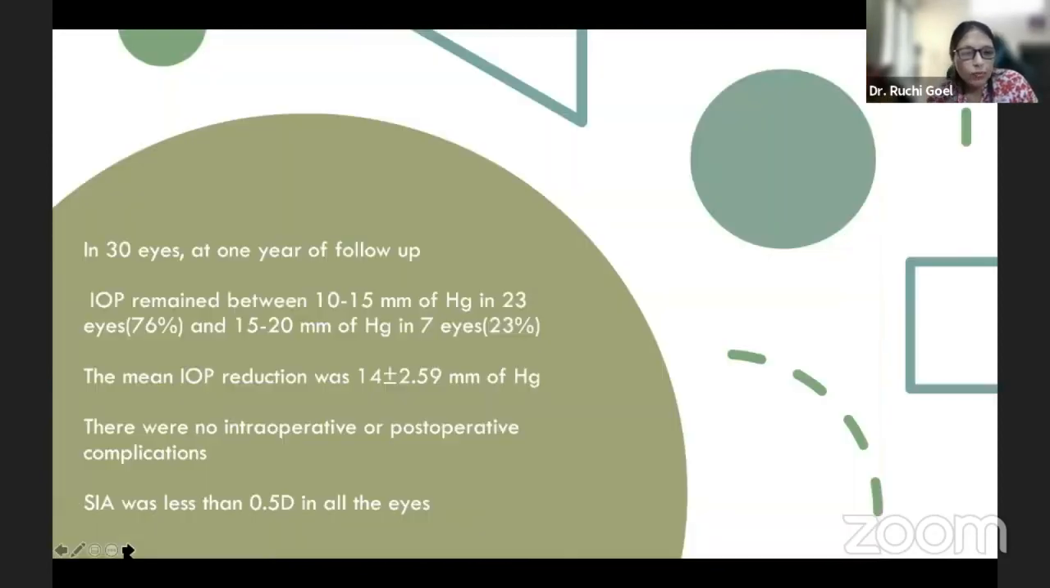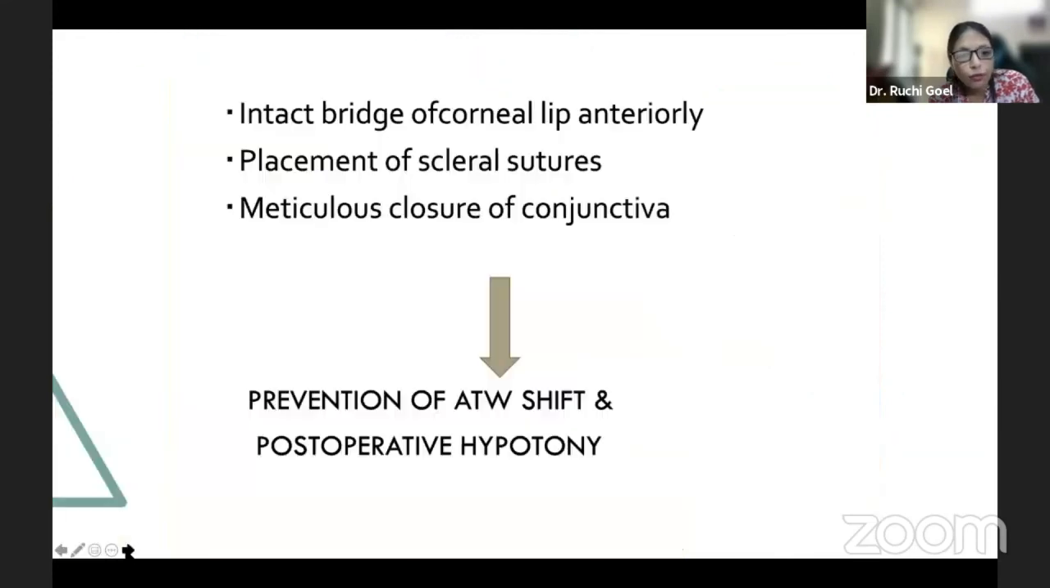Just to conclude, we had published this study in 30 eyes, and there were no intraoperative or post-operative complications, and the surgically induced astigmatism was less than 0.5 in all the eyes. The mean IOP reduction was nearly 14 to 15 millimeter of mercury, and the advantage of this technique is the intact cornea anteriorly and placement of scleral sutures that prevents the wound shift and post-op hypotony.